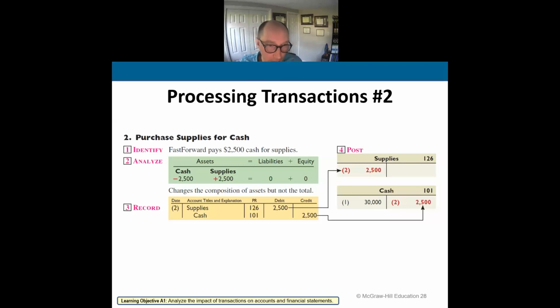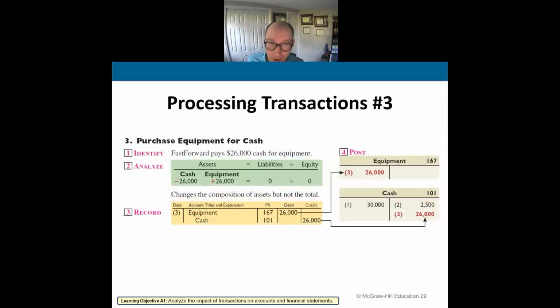So the second one is we're going to subtract $2,500 from cash, increase our supplies, $2,500. So debit supplies, increase supplies, credit cash, decrease cash. These are both asset accounts, and then we post those to the general ledger. It's the same exact process with every transaction. The process never changes.